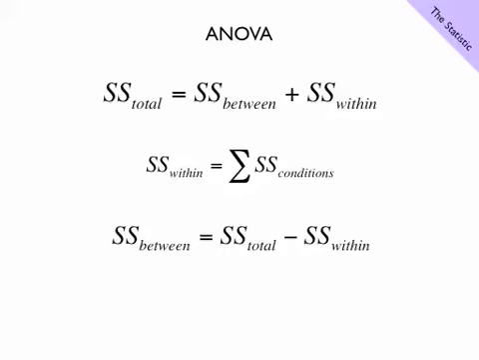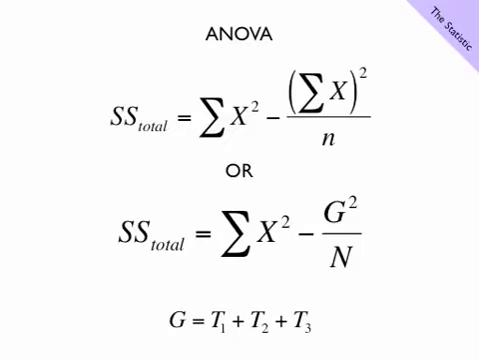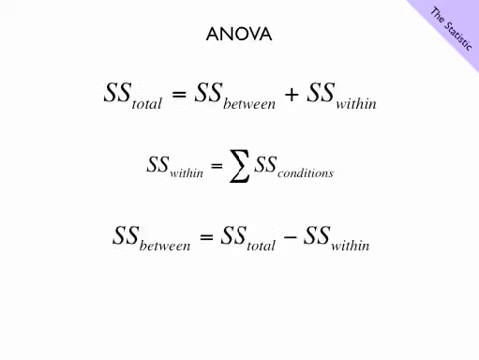If you knew the sum of squares for all 15 of the scores, which you could get by subtracting the overall mean from each one, or you can use this computational formula that I just showed you, the sum of the squared scores minus G squared over N, you could subtract SS within from the total, and you'd have SS between. And again, keep this in mind, because in a future quiz it might help you out.